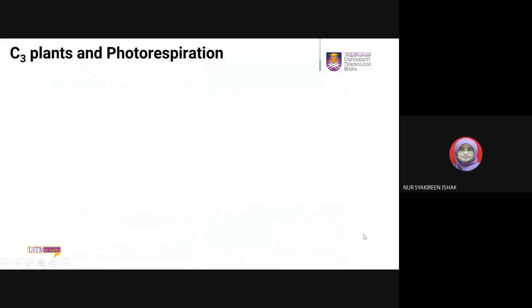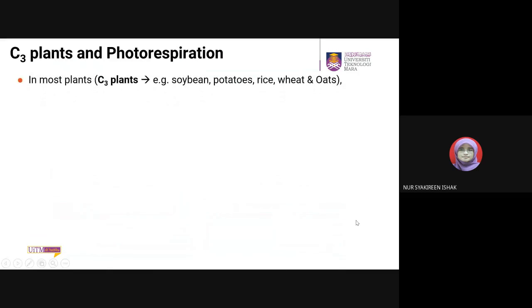Okay, so tadi saya cakap kebanyakan plant adalah C3 plant. Contoh C3 plant: soybean, potato, rice, wheat, oats. Kebanyakan tumbuhan adalah C3 plant. Soalan ni pernah keluar dalam exam. Dia suruh bagi contoh C3 plants. Okay, bagi yang ni je. Alright, jangan nak bagi yang lain-lain.